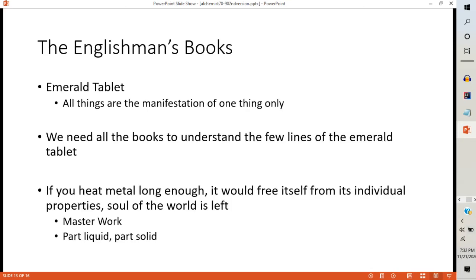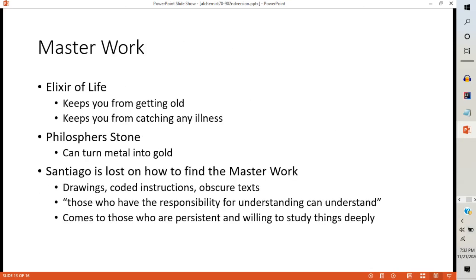The Masterwork was split up into two parts, it sounds like. The boy learned that the liquid part of the Masterwork was called the Elixir of Life. And did I mention this before? Yes, okay. There was a liquid and a solid part. The liquid part was called the Elixir of Life. It cured illness. It kept you from growing old. Sounds like a fountain of youth kind of thing. The solid part was called the Philosopher's Stone.